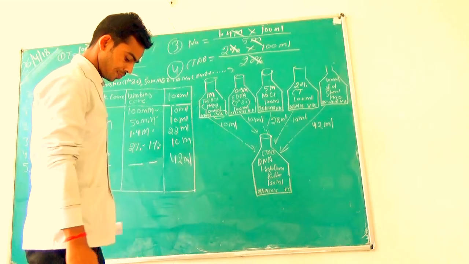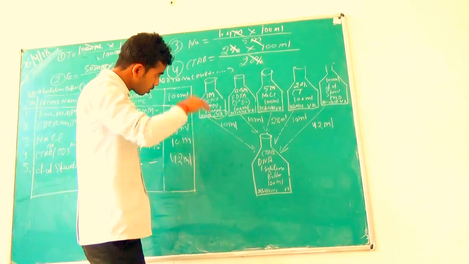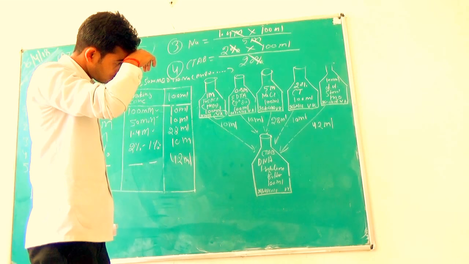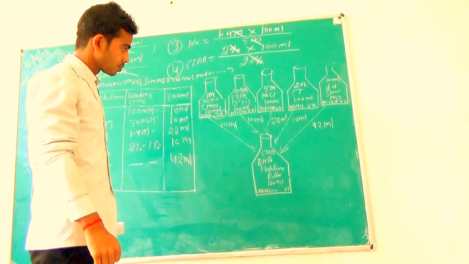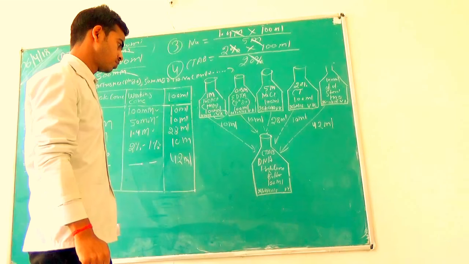To make 100 ml DNA isolation buffer, 10 ml, 10 ml, 28 ml, 10 ml and 42 ml mixed together in one bottle, that is DNA isolation buffer.